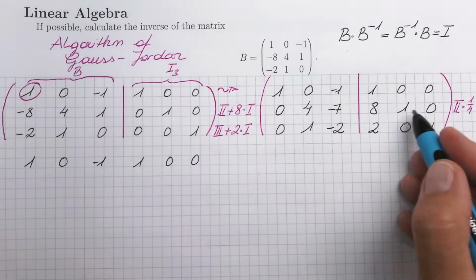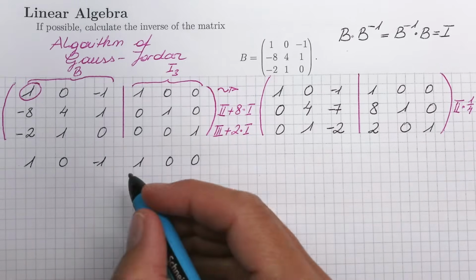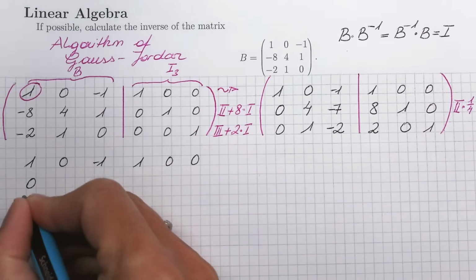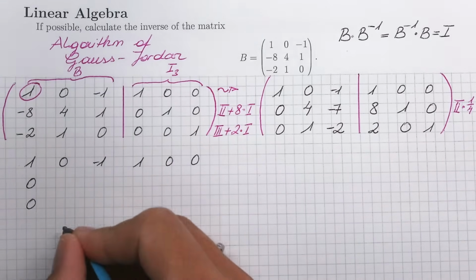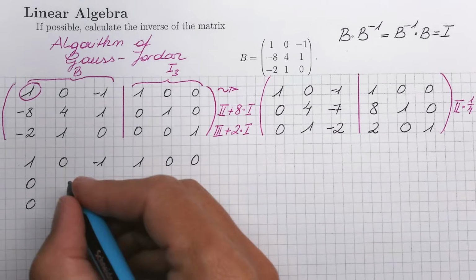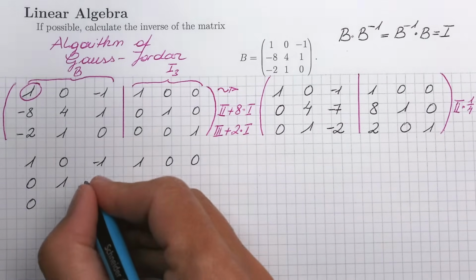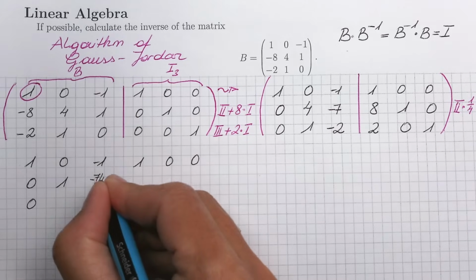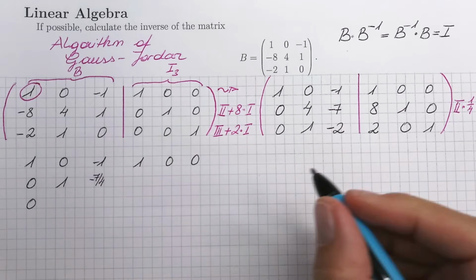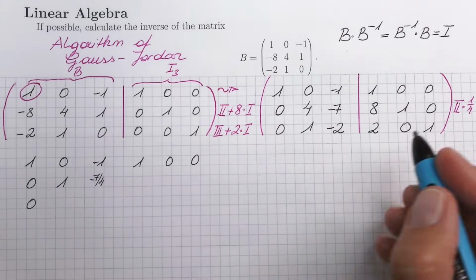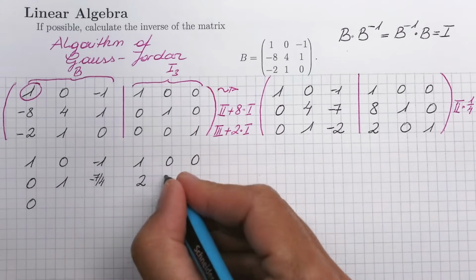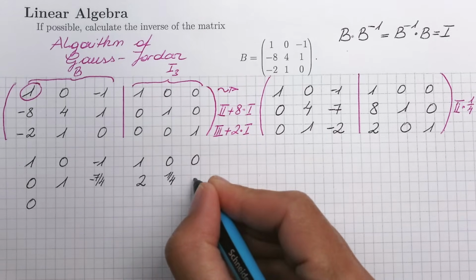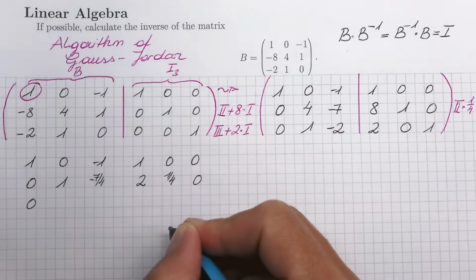Now the second row times 1/4. Okay, that's 0, remains unchanged, and also now this is not going to change. 4 times 1/4 is 1. Here I have minus 7 divided by 4. 8 divided by 4 is 2. What a luck. Here we have 1/4, and in the end here we have 0.